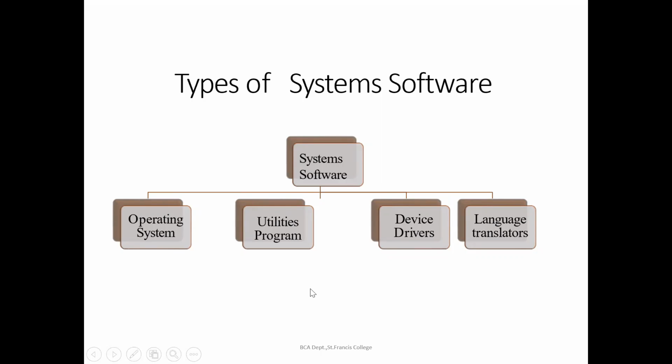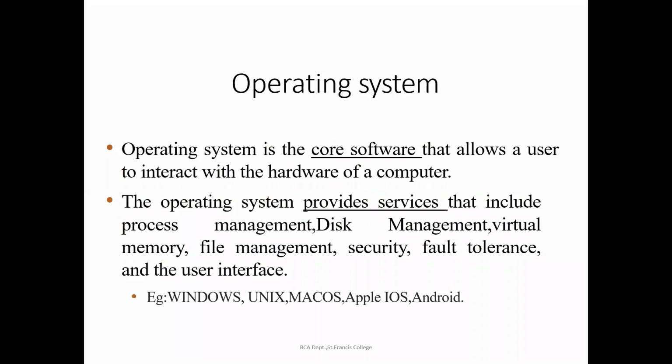I had given a brief outline of all these softwares: device drivers, language translators. Now we will see a little more content for all these headings. Operating system. Operating system is the core software. Understood? That is the main software which we have to install. Without an operating system, we cannot do anything, right?